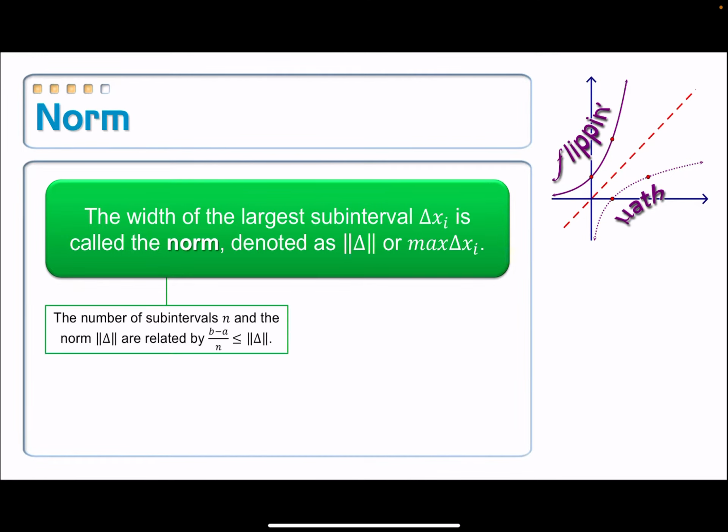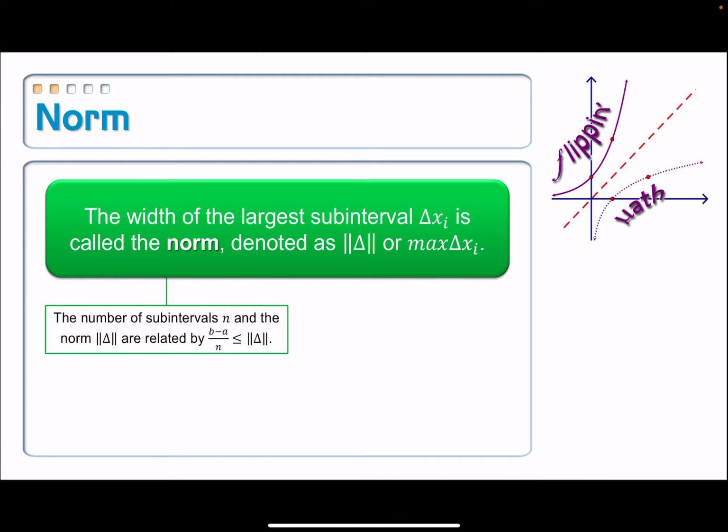All right, so follow me here. The number of subintervals n that we have here and the norm are related by our regular partition formula, b minus a over n. If they're all the same, doesn't this make sense? That the norm, which is the widest one, if they're not all the same, has to be greater than or equal to that regular partition. Okay, does that make sense?